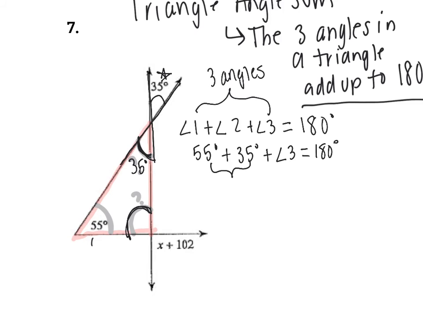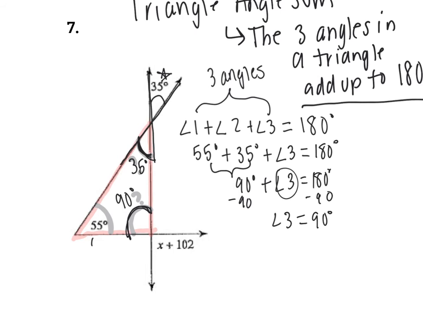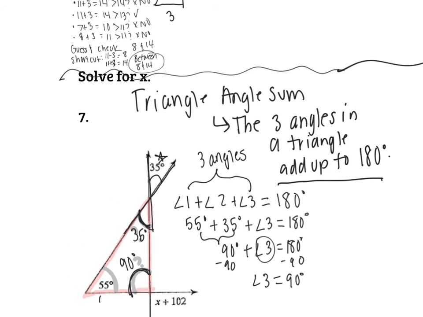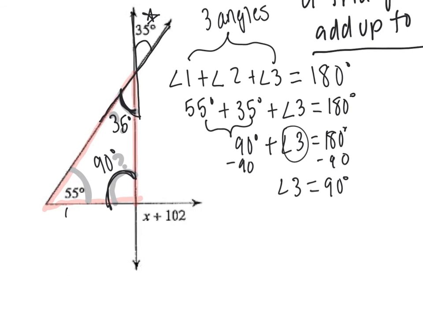So this is just going back to us solving an equation. All right, so when I combine my like terms, the 55 and the 35, I get that that is 90 degrees. So now I've simplified my equation and I just want to get angle 3. So I'm going to subtract 90 from both sides and I get that angle 3 equals 90 degrees. Okay, so that's great. I got that angle 3 is 90. I found my missing angle. But the question said to solve for x. Okay, so I need to solve for x, which is over here.